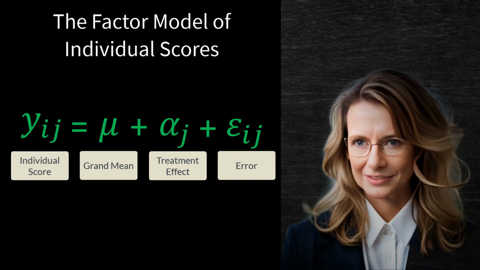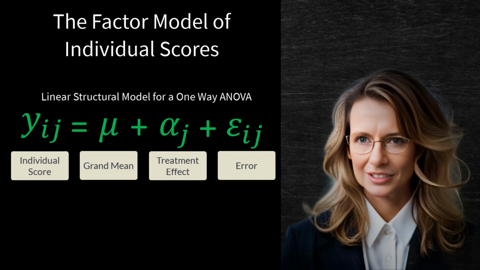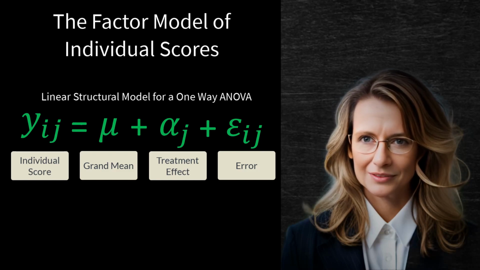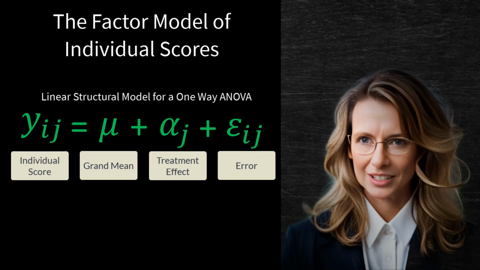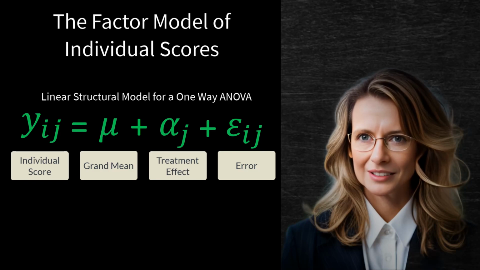Taken together, these components form what is called a linear structural model. The model says that an individual's score on an outcome measurement can be broken down into these three components that can be evaluated independently, and when added together, completely account for an individual's score.